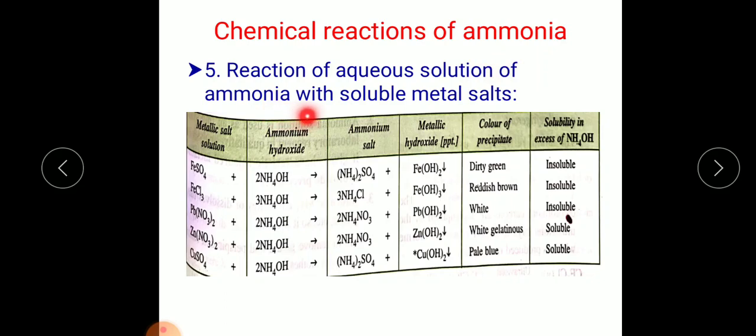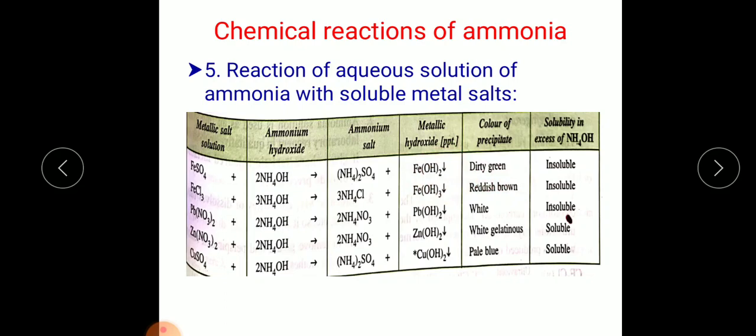Chemical reactions of ammonia. Fifth reaction, reaction of an aqueous solution of ammonia with a soluble metal salt. When you take a metallic salt solution and react it with ammonium hydroxide, it forms an ammonium salt and a metallic hydroxide. Say, for example, ferrous sulfate reacts with ammonium hydroxide to form ammonium sulfate, and the metallic hydroxide formed is ferrous hydroxide, which is dirty green in color.